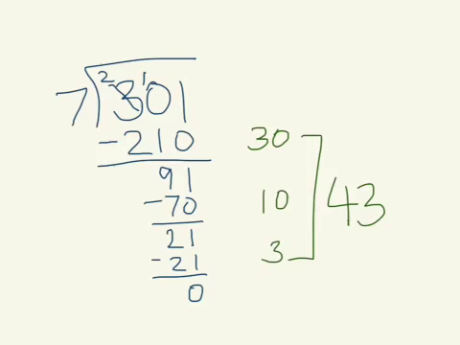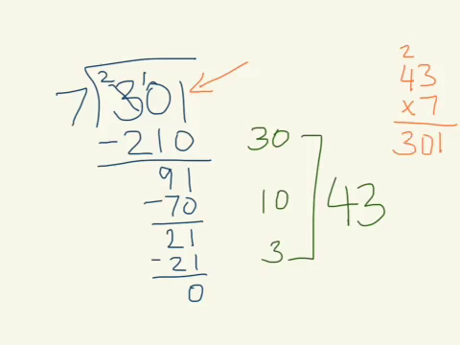And if I like, I can do a little problem over here on the side. 43 times 7 should give me this number here that I started with, of 301. Let's try it. 7 times 3 is 21. 7 times 4 is 28, 29, 30. It worked.